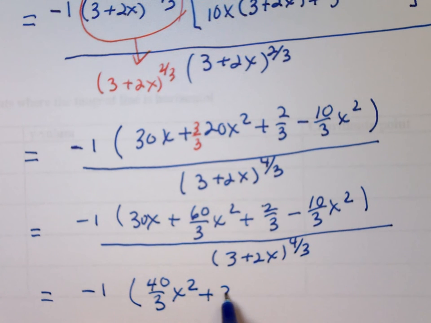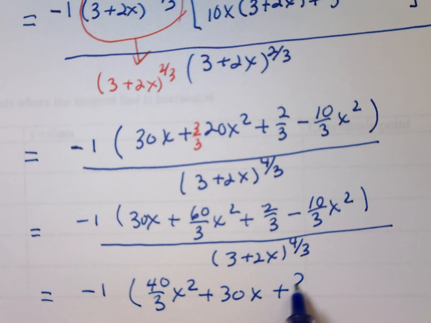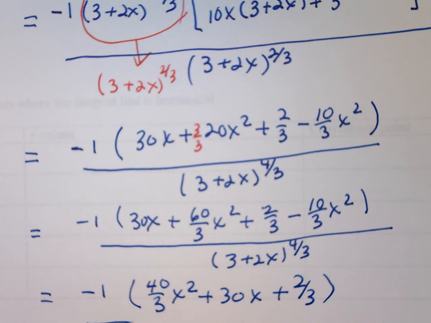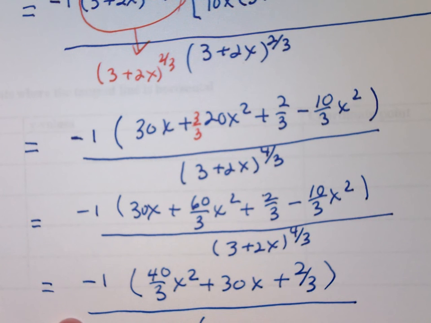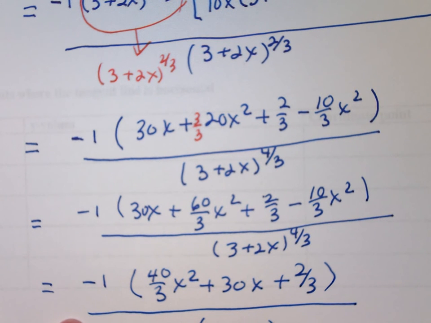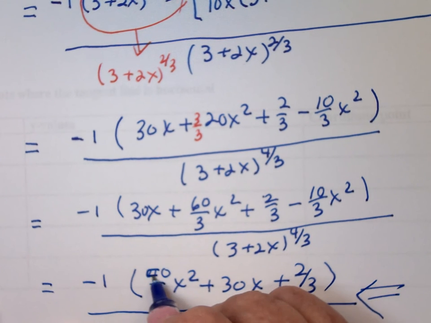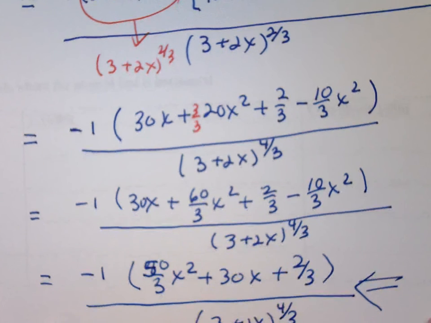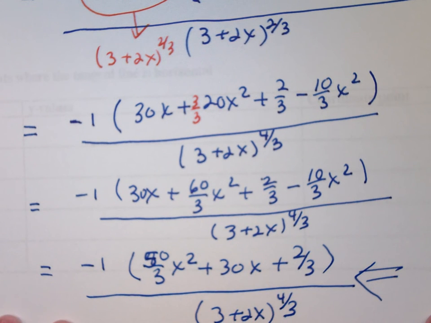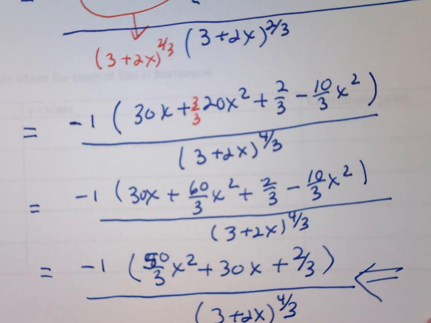Plus 30x plus 2/3. There are other gross ways of doing this. All over 3 plus 2x to the 4/3. Minus 10 is 50, yes, thank you. Ick. But I could set that equal to 0 and solve using the quadratic formula.